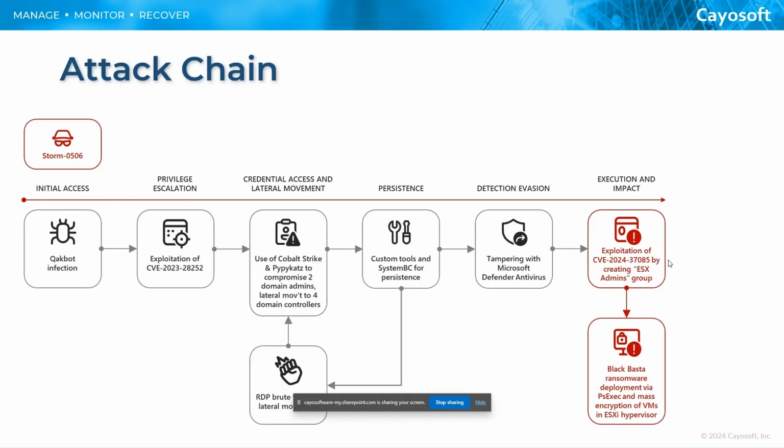The exploit allows any member of an Active Directory group named ESX Admins to take full administrative control of the ESX host, as depicted in the above attack chain.